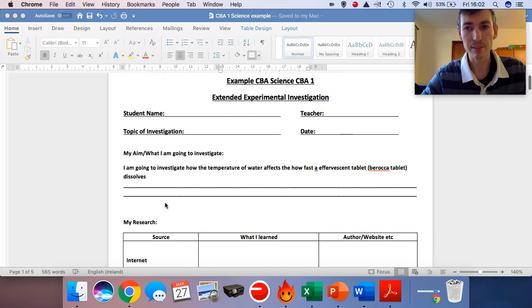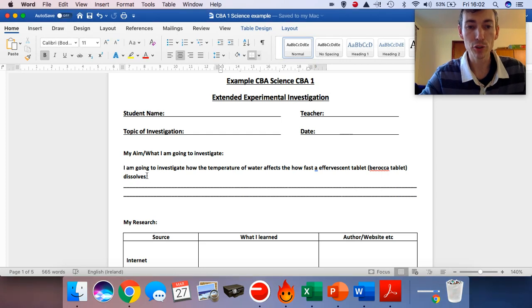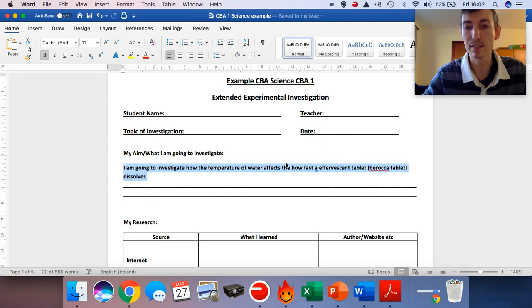My aim for this practice experiment that I've just made up, and this is the experiment that we did in class, says that I am going to investigate how the temperature of water affects how fast an effervescent tablet, which is a Barocca tablet, dissolves in water.